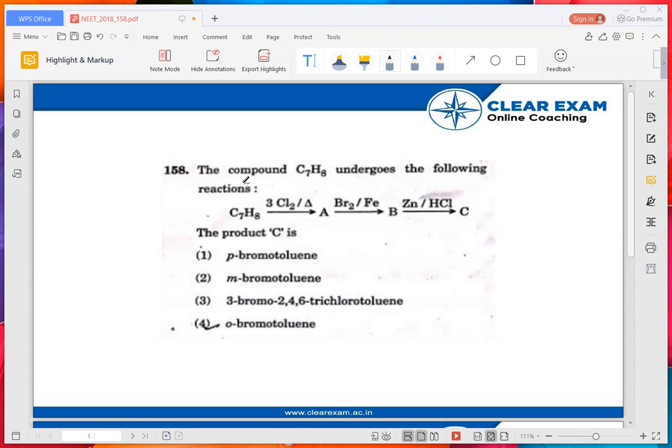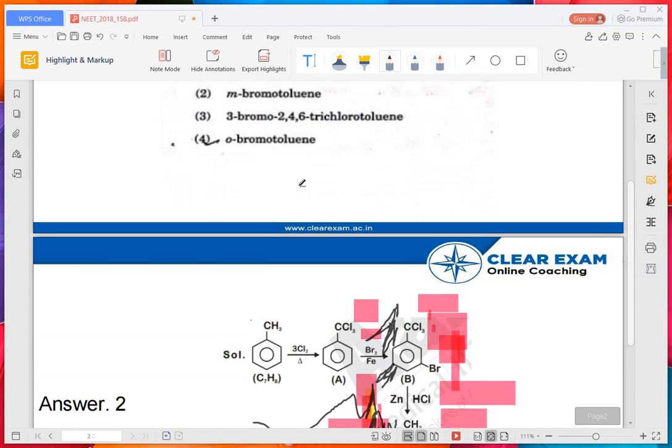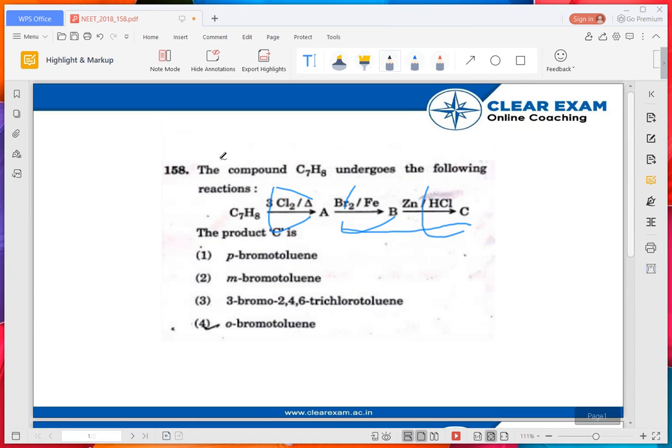This is a question on reaction bases, a substitution reaction. You can see Cl2 and PBr2. These are substitution reactions. What this question is asking is that C7H8 undergoes the following reaction. This compound is C7H8. It goes through the following reaction and forms a C byproduct. So we have to find out this C byproduct.